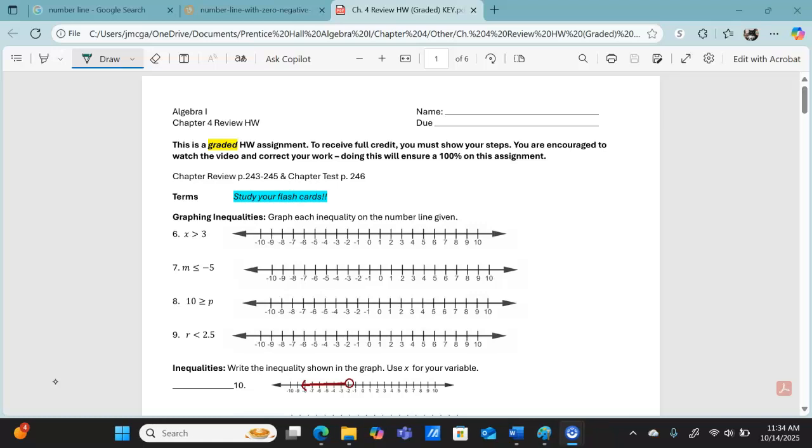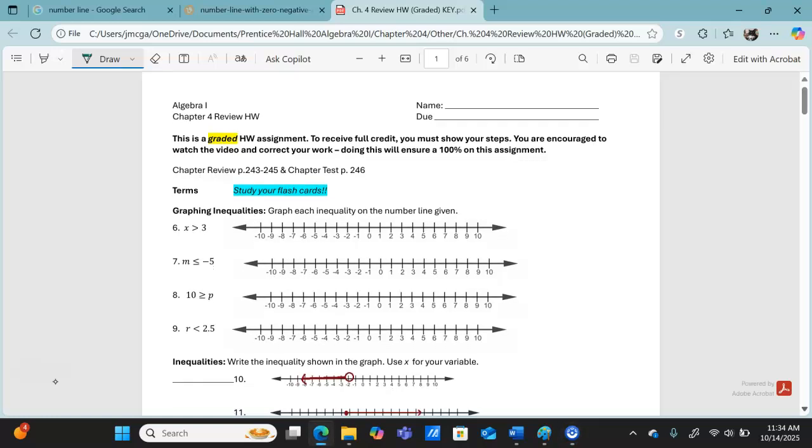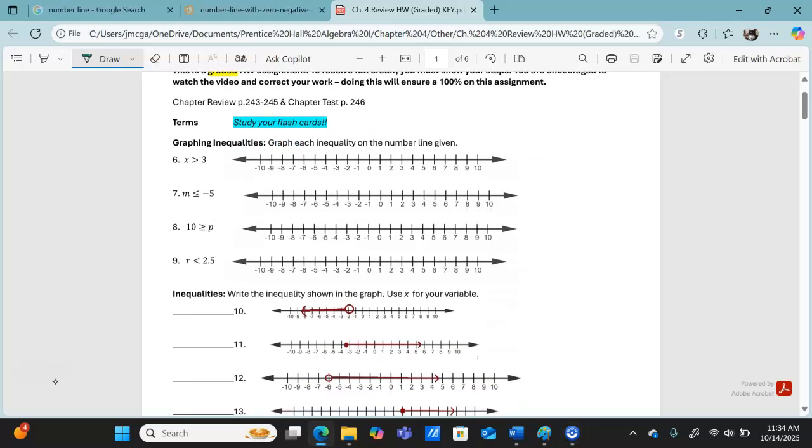Chapter 4 review. This is taking problems from the chapter review and the chapter test, page 243 all the way to page 246. Don't forget to study your flashcards. There's not a lot of them for this chapter. Moving on to 6 through 9 where we're graphing inequalities.